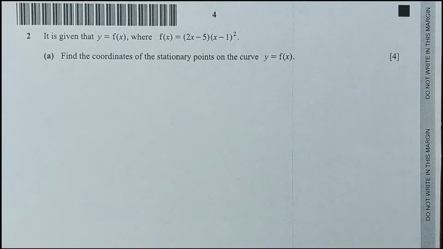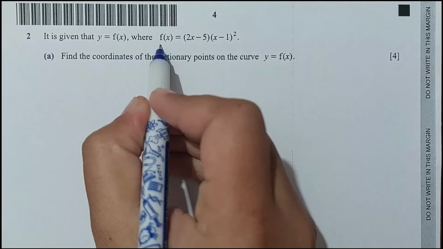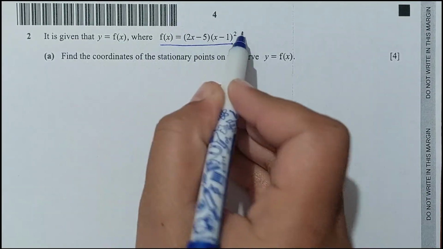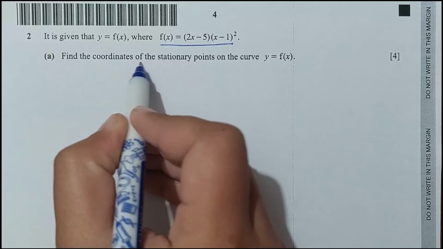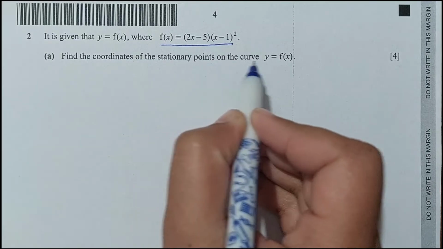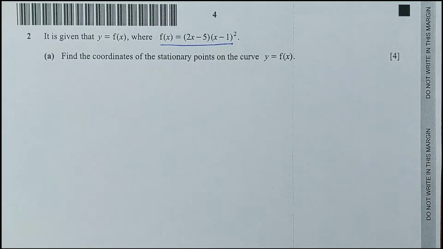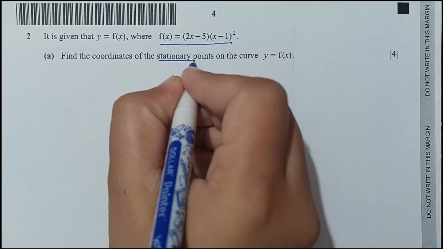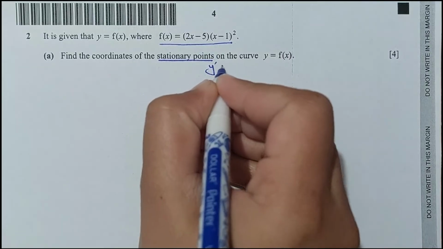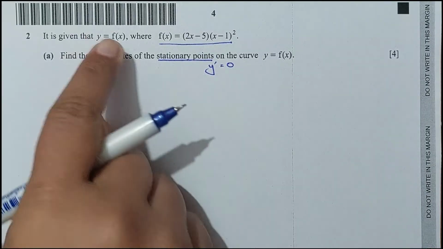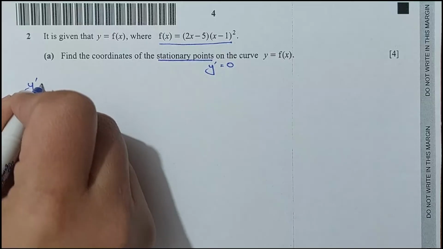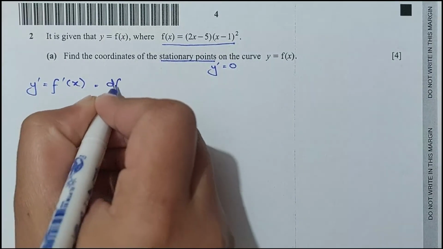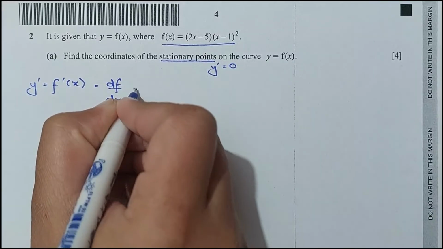Question number 2, it is given that y equals f of x, where f of x equals this. It is a polynomial function, a cubic polynomial. Part A, find the coordinates of the stationary points on the curve y equals f of x. Coordinates of the stationary points. So keep in mind, for a stationary point, you have to put y prime equals 0. So what is y prime? Y prime is basically f prime of x, which is df over dx, the function derivative with respect to x.